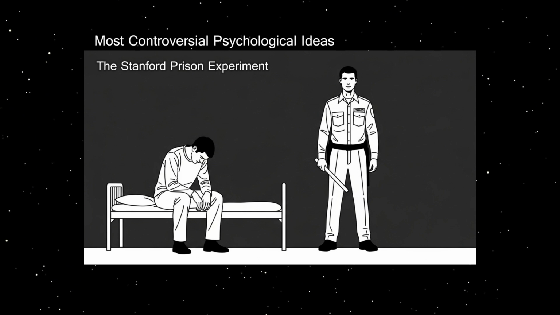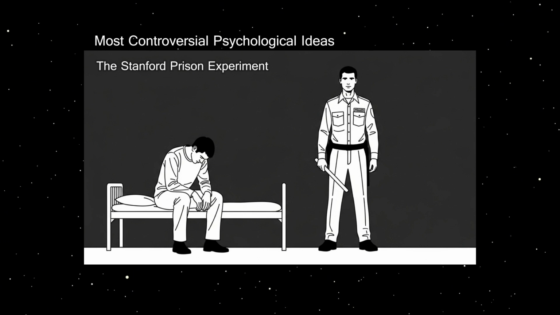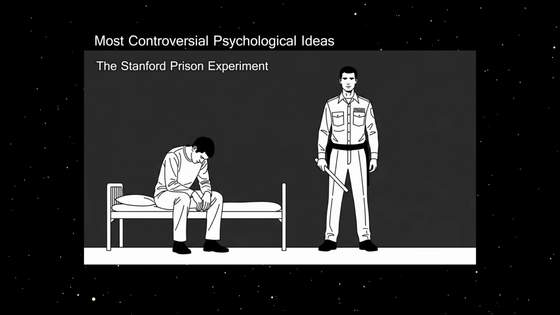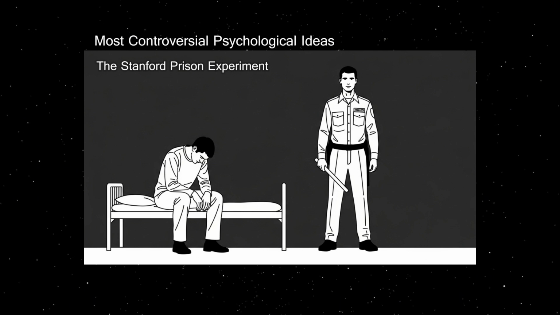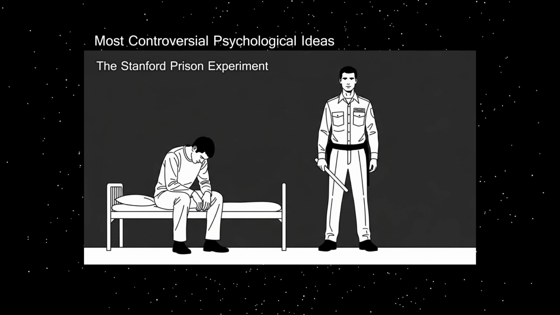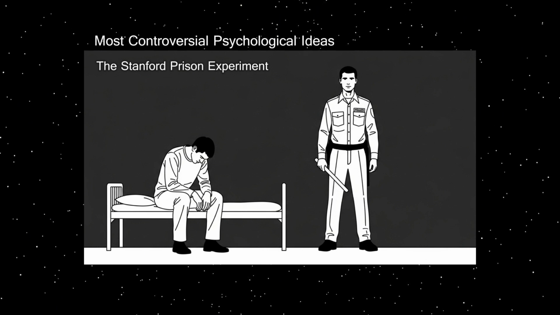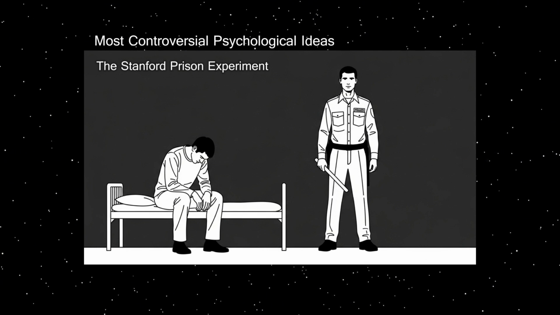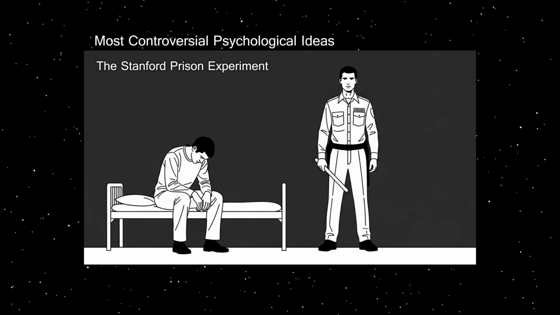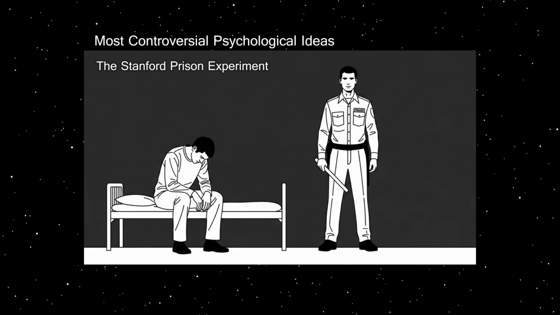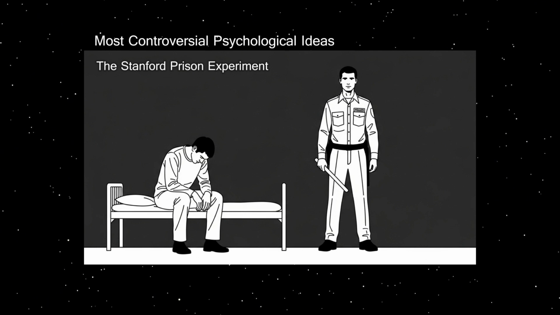The experiment involved 24 male college students who were carefully screened for psychological stability and randomly assigned to play the role of either prisoner or guard in a mock prison set up in the basement of Stanford's psychology department. The simulation was intended to run for 2 weeks. The prisoners were arrested at their homes by real police, booked, and brought to the fake jail, where they were stripped, searched, given uniforms and numbers, and instructed to follow strict rules.